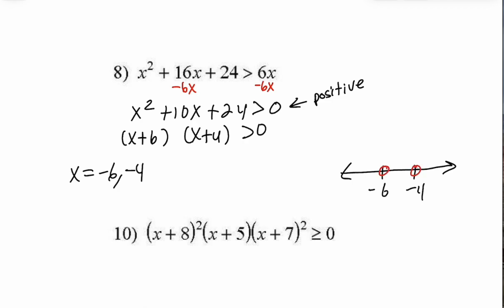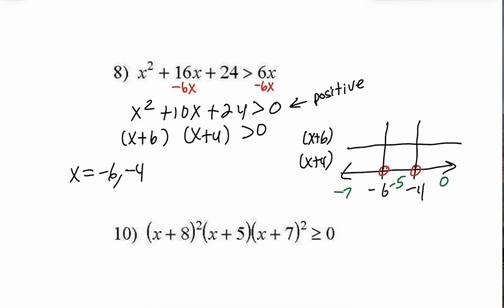Now let's make that into a chart. So we're going to extend those little lines. There were 2 factors, so we need 2 rows. We need to include x plus 6 and x plus 4. So now we need some test values. To the left of -6 is -7. Between -6 and -4 is -5. And then 0 is a nice number to plug in, and it's to the right of -4, so why not?